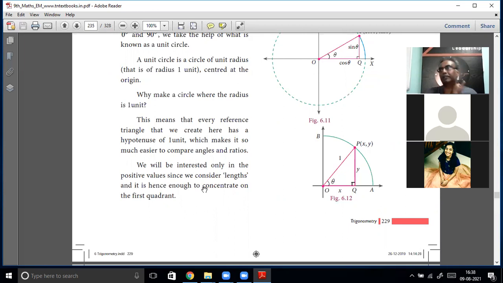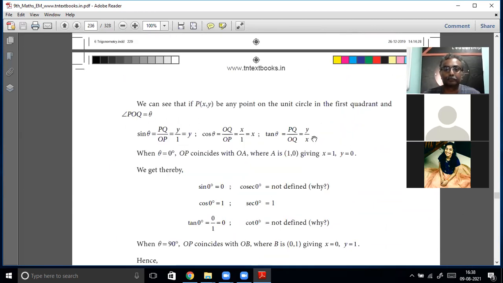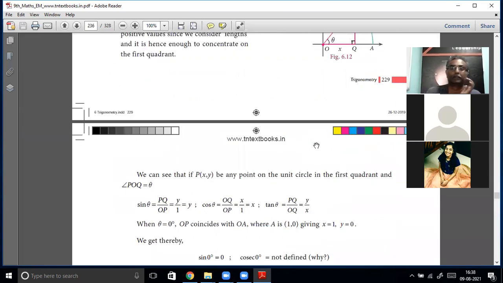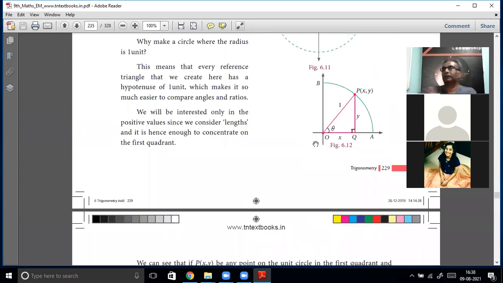1 by sine theta. Uncle, isn't 1 by cot 0 not defined? Isn't cot 0 only undefined? Cot 0 is also not defined. Okay, uncle. Sine theta is 0 by 1. So cosecant theta will be upside down. It will be 1 by 0. Anything by 0 is undefined.